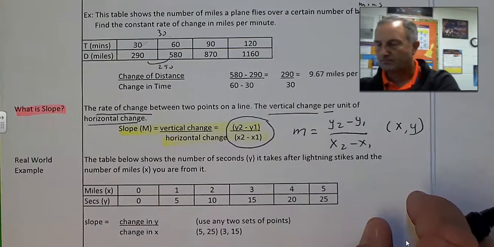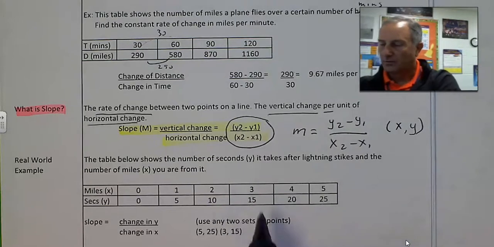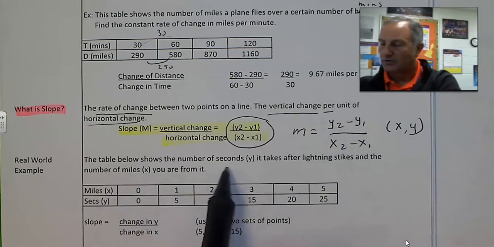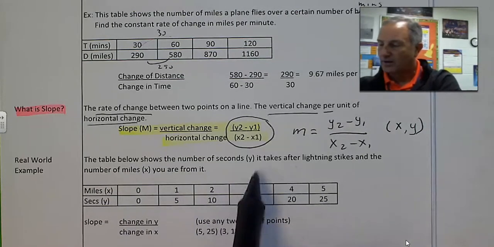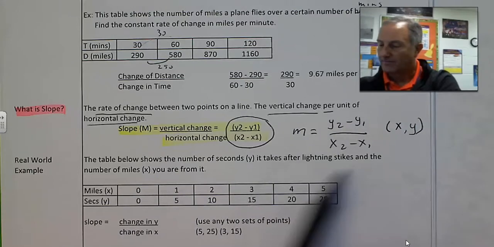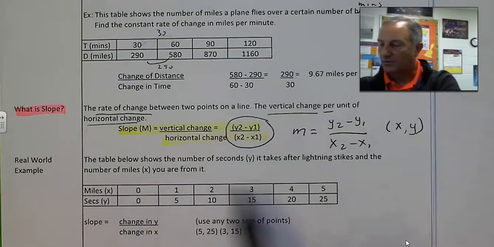So let's look at a real world example here. The table below shows the number of seconds y that it takes after lightning strikes and the number of miles x you are from it.